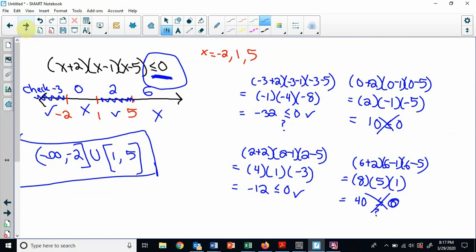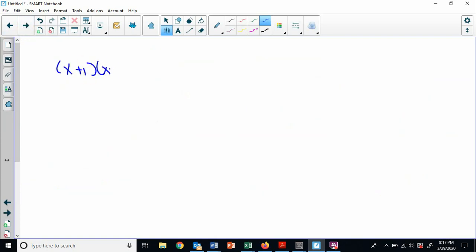One more example, and then we'll call that good. How about a really simple one? X plus 1, X plus 5. Oh, let's go with greater than. We haven't done a greater than one yet. X plus 1, X plus 5.